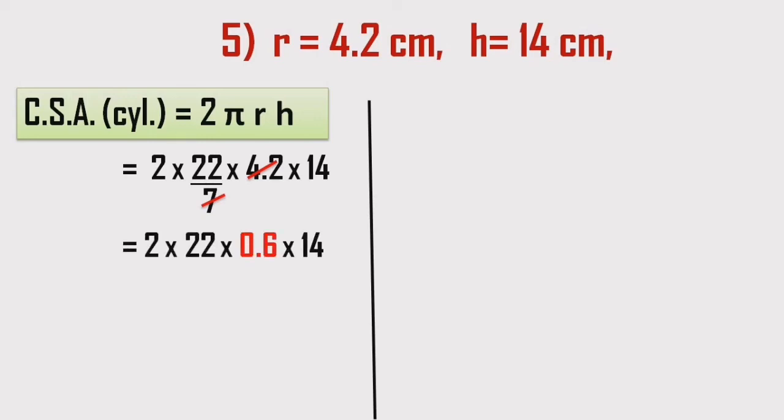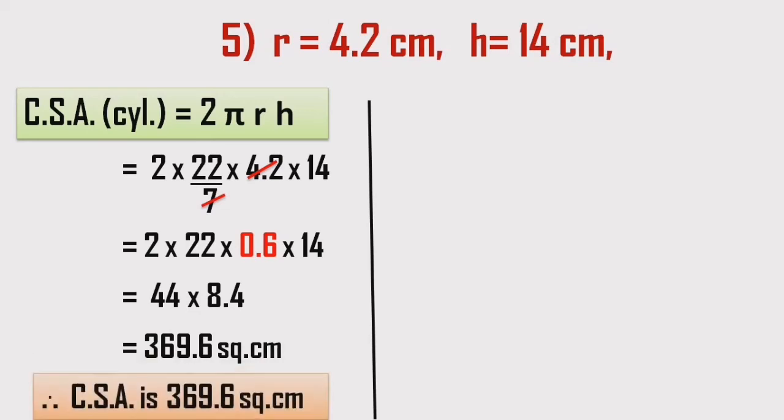So 2 into 22 into 0.6 into 14. The way I told you, group them. 2 into 22, we get the answer 44, and 0.6 into 14, we get the answer 84. Then we have to give the decimal point after one digit from the right side. That makes it 8.4. The moment you multiply now 44 into 8.4, we get the answer 369.6 square centimeter, and mention the final answer.